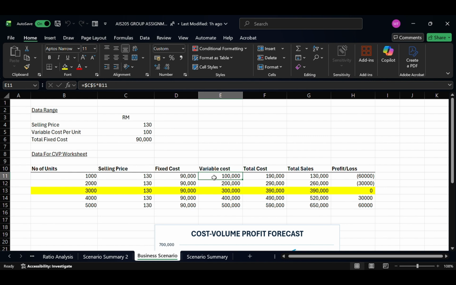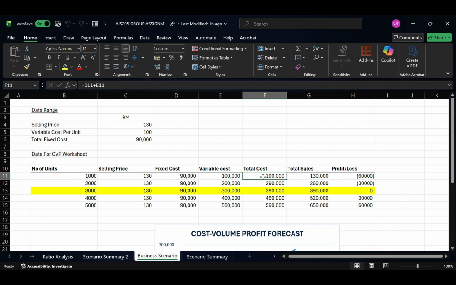And let's talk about the variable cost. How we get the variable cost is by multiplying by the variable cost per unit. As you can see here, we used lock to make sure that if we drag this icon down, the variable cost here will not be dragged as well. So as you can see here, we get the variable cost by multiplying the number of units with variable cost per unit. So here you can see 1000 times 100, we get 100,000. So just drag this icon down, and the formula will also be copied to this cell and the rest.